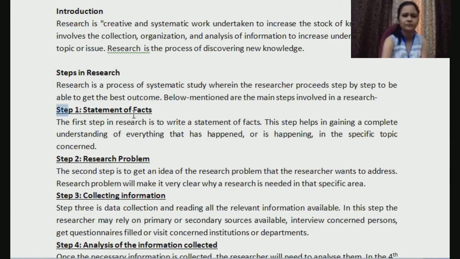So maybe you can simply remember the steps you will be able to write inside, right? So you can remember first the statement of facts. Whatever is the broad area, we would try to get some idea with regard to that. All right. Statement of fact. Okay, ma'am. Yeah, statement of fact. Next is research problem. What is research problem?